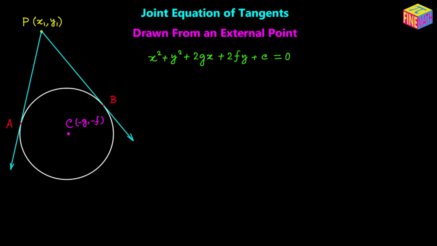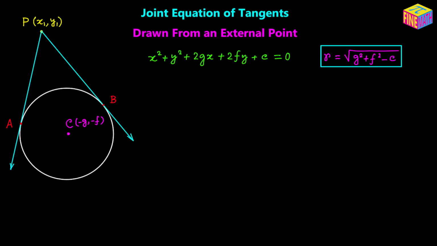Let's suppose we have a circle like this whose equation is x squared plus y squared plus 2gx plus 2fy plus c equals 0. Obviously the coordinates of the center would be negative g comma negative f, and the radius will be the square root of g squared plus f squared minus c.